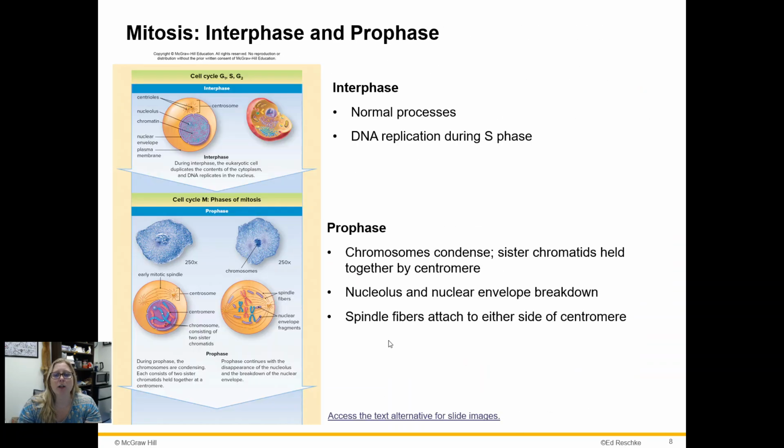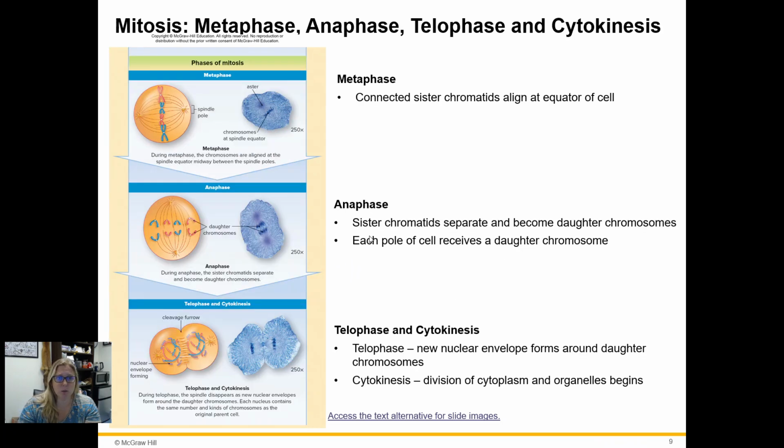So during prophase, we're also going to see spindle fibers start to attach to the centromere, and those spindle fibers are responsible for moving those chromosomes around in the cell. After prophase, the cell will move into metaphase. At metaphase in mitosis, I will see a single line of duplicated chromosomes, and they are going to be at the spindle equator or somewhere in the middle of the cell.